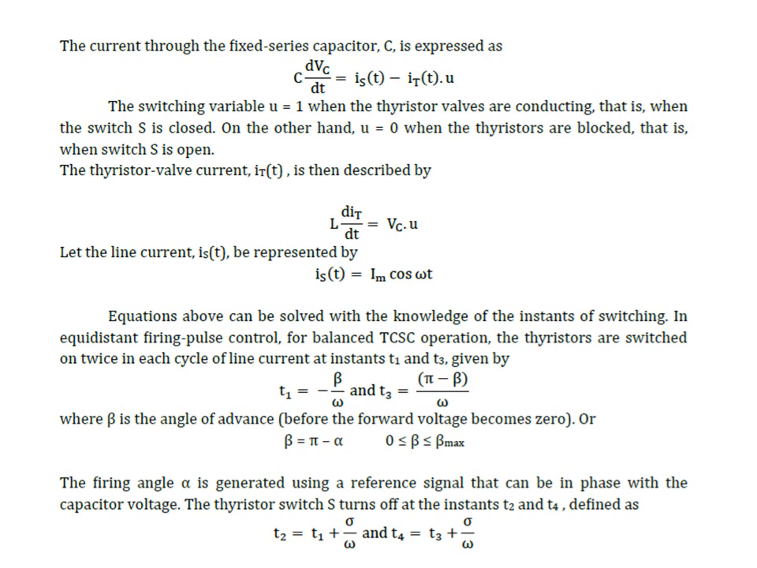The thyristors are switched on twice in a cycle of line current at instants T1 and T3, given by T1 = -beta/omega and T3 = (pi - beta)/omega, where beta is the angle of advance before the forward voltage becomes zero. We already know the working of thyristors: forward voltage, backward voltage, conduction, or thyristor switching. How can we do the thyristor switching?